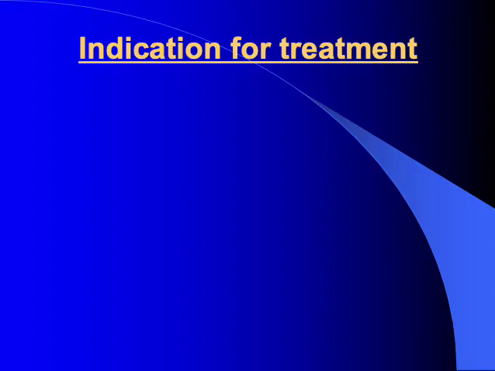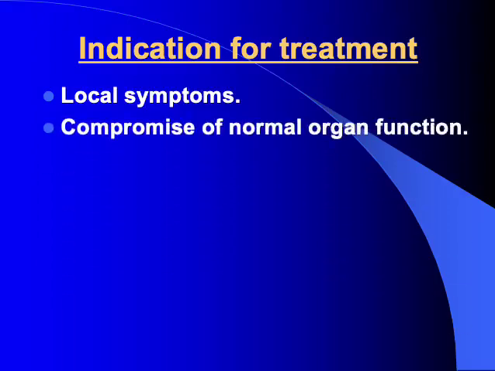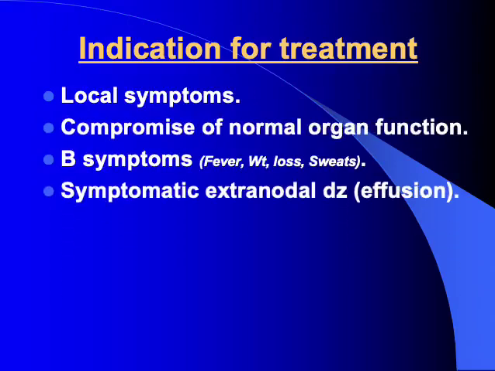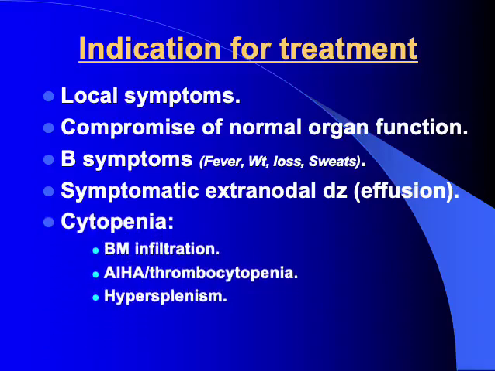Indication for treatment. Of course, we don't treat all follicular lymphoma patients. So the indications for treatment: local symptoms, compromise of normal organ function. B symptoms: fever, weight loss, sweats. Symptomatic extranodal disease, pleural effusion, for example. Cytopenia, which may indicate bone marrow infiltration, or autoimmune phenomenon, hemolytic anemia, thrombocytopenia, or hypersplenism. Increase in disease tempo, the speed of disease progression is increasing. That means we may have to start treatment.